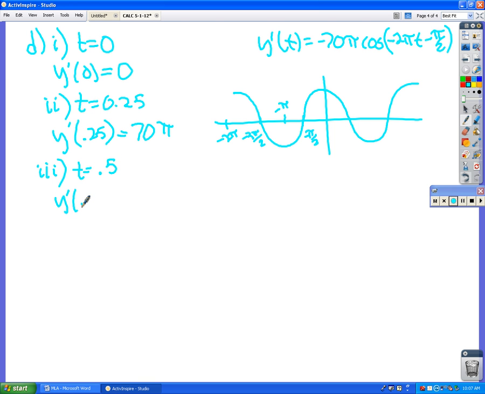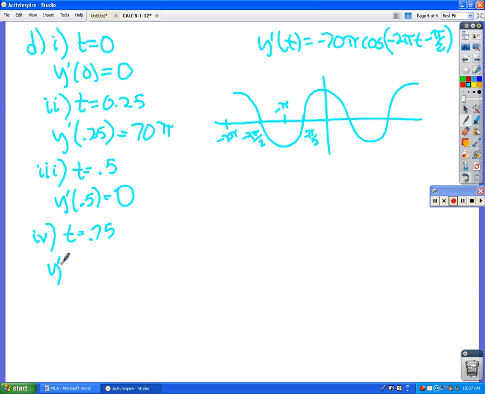Okay, so let's see if t is 0.5. y prime of 0.5, so we need to put in 1/2 here. Negative 2 pi times a half is negative pi. And the negative pi minus pi over 2 is negative 3 pi over 2. And the cosine of negative 3 pi over 2 is 0. And negative 70 pi times that is going to be 0. Okay? And so the reason why that didn't work that time is because the other one had that 70 pi being added onto it. But I'm guessing we can figure out what it is at t equals 0.75.